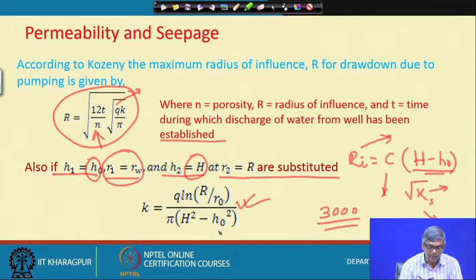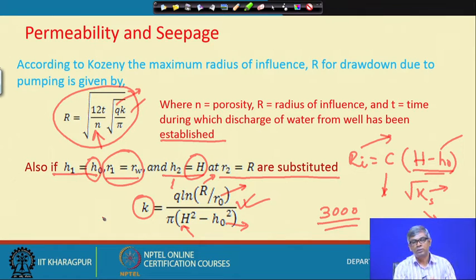So, what does this equation say? Q is again the seepage discharge quantity, R is the radius of influence, which we can calculate either this way or this way, R naught is the radius of the well, and H is the height of the water table above the impervious layer. H naught is the final water level after pumping. If I put this in the equation, then I will get the value of k. So, this is another way of calculating k.